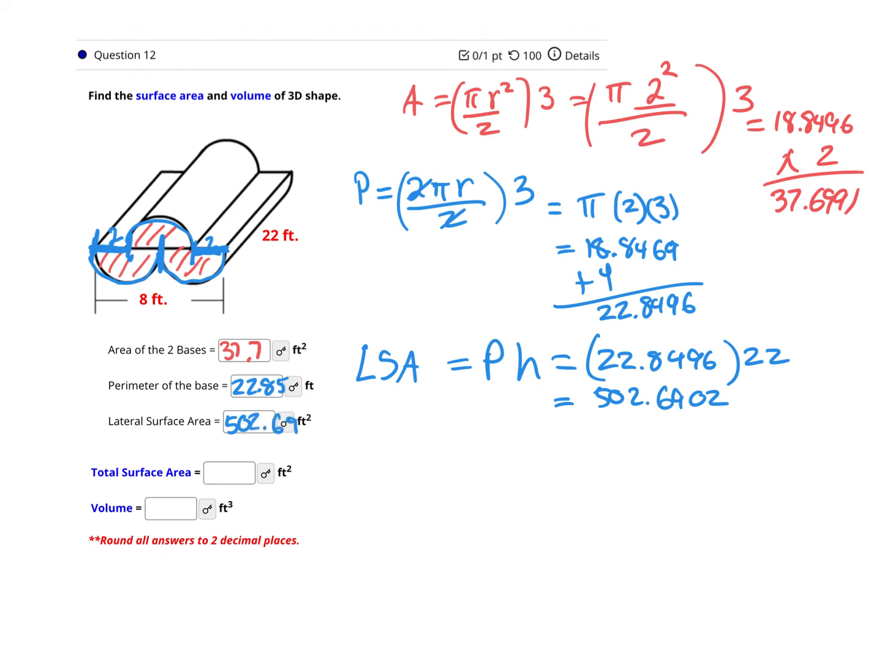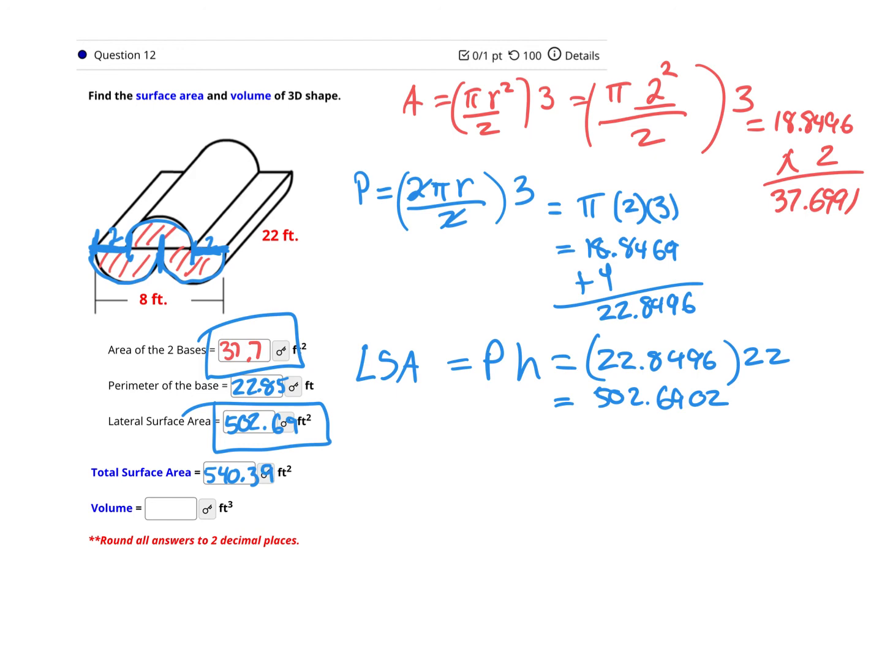Now, to find the total surface area, I just need to add those together. So add the area of the 2 bases and the lateral surface area, and that will give me 540.39. Then the last thing we need to do is find the volume.